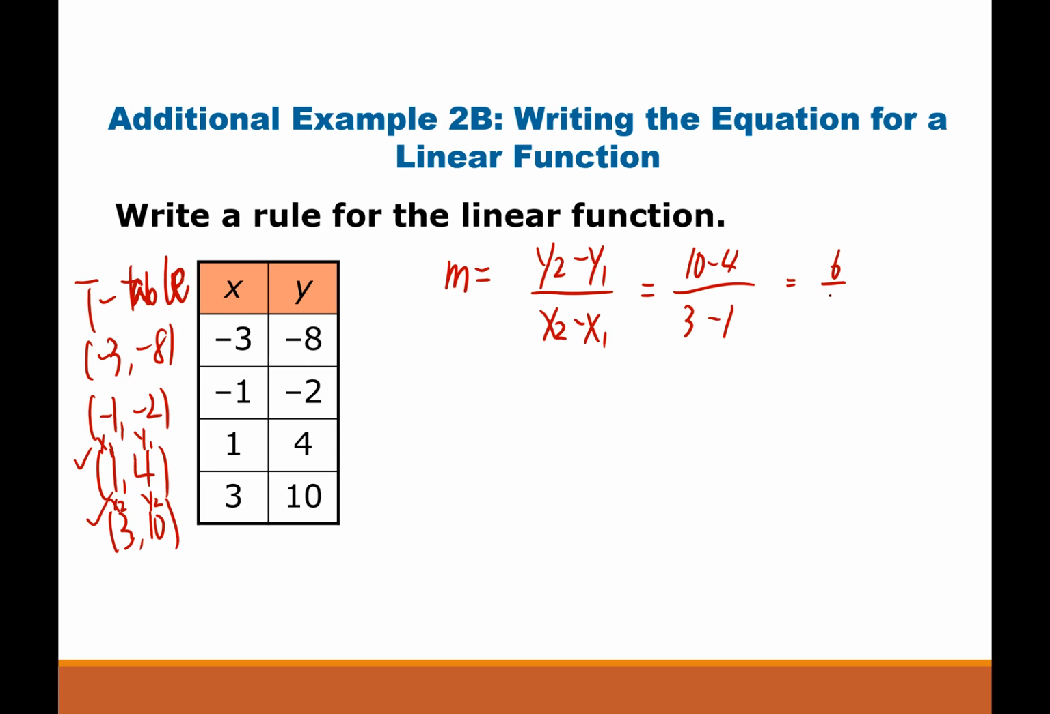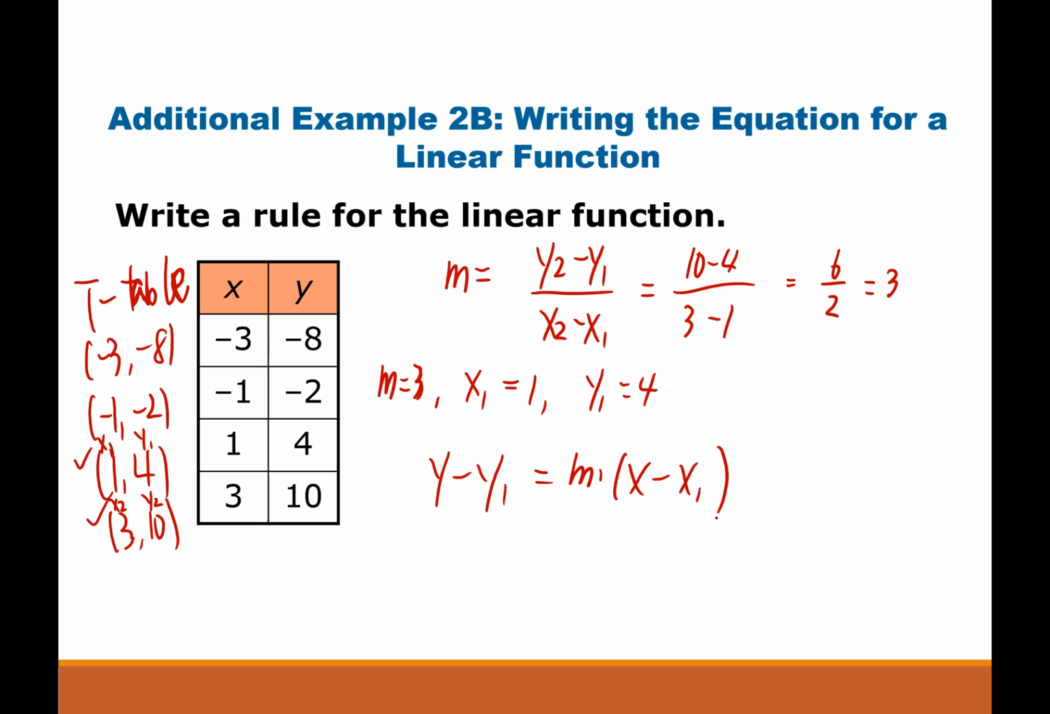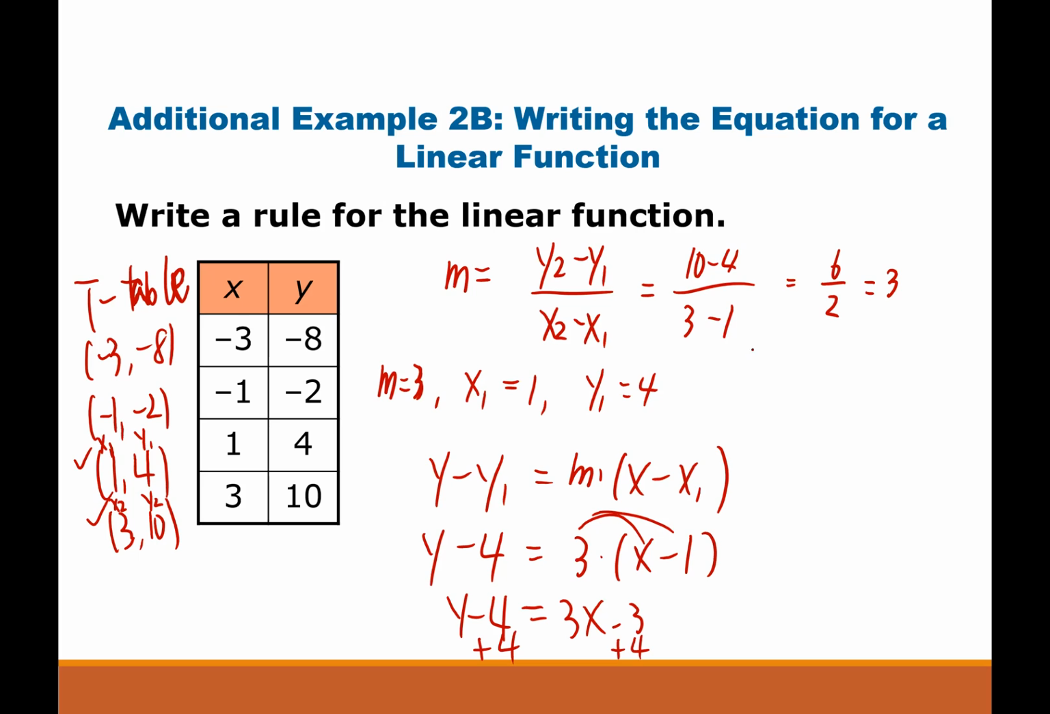So this is 6 over 2, which is 3. Now we know the slope is 3, x1 is 1, y1 is 4, and we're using the point-slope formula. So y minus y1 equals slope times x minus x1. Plugging in numbers, y minus 4 equals 3 times x minus 1. Distribute it, we get y minus 4 equals 3x minus 3. Then adding 4 to both sides of the equation, this turns out to be y equals 3x plus 1.